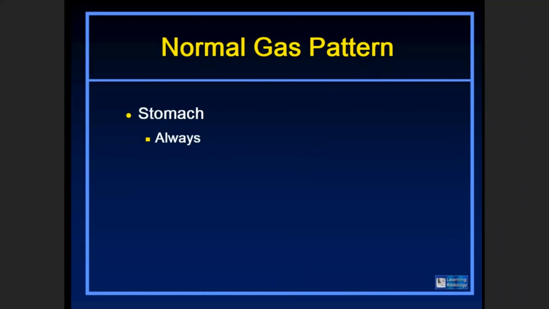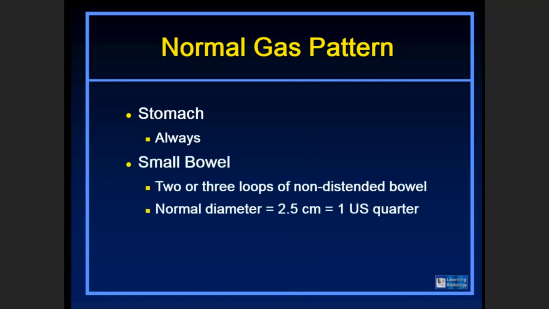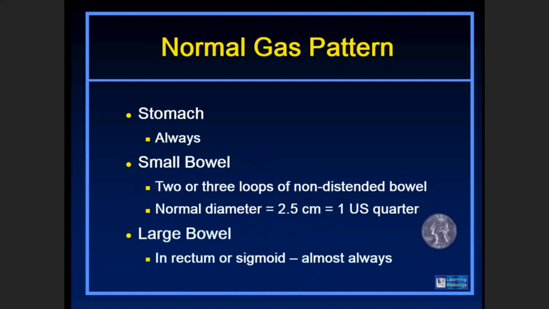Starting with normal gas pattern, stomach, we can see a normal gas bubble in the stomach. It is always normally present. Small bowel, there are 2 or 3 loops of gas-distended bowel. The normal diameter of the small bowel is 2.5 centimeters. The large bowel, normal gas pattern of the large bowel appears in rectum or sigmoid, almost always there, and even the rest of the colon.